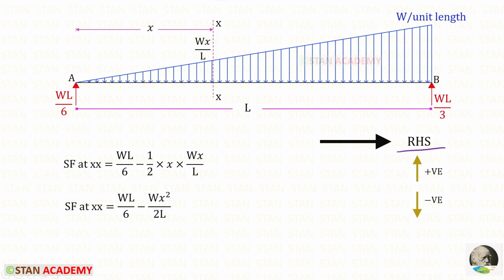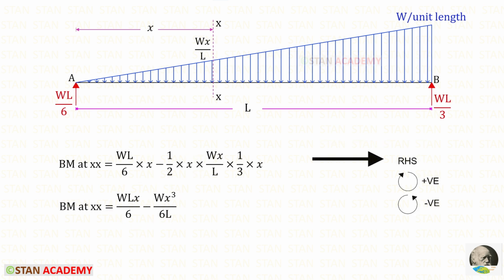Using the right hand side rule, let us find the shear force in the section. RA is acting upwards, so it will be positive. The UVL is acting downwards, so it will be negative. For the UVL, we have to take the area of this triangle. We know the area formula of a triangle, half into BH. Here the breadth is x and the height is Wx upon L. Using this expression, we can find the shear force at any point of the beam.